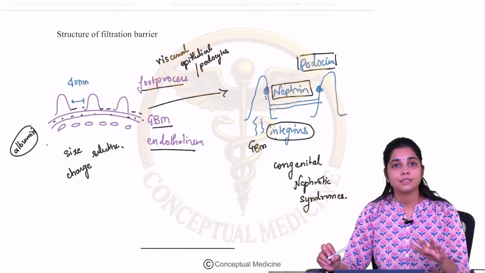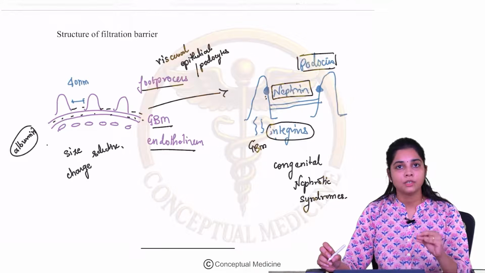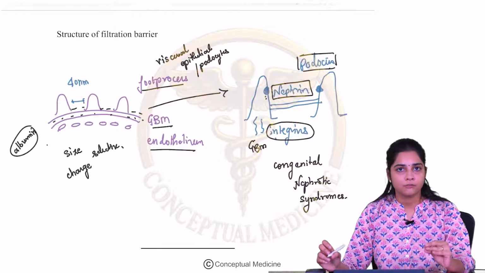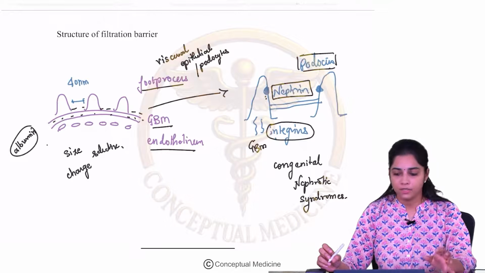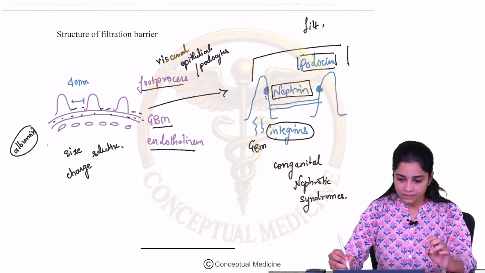So this is about the basics of the structure of the filtration barrier and the various proteins involved in the formation of the filtration slit. This particular portion is called the filtration slit or the slit diaphragm.